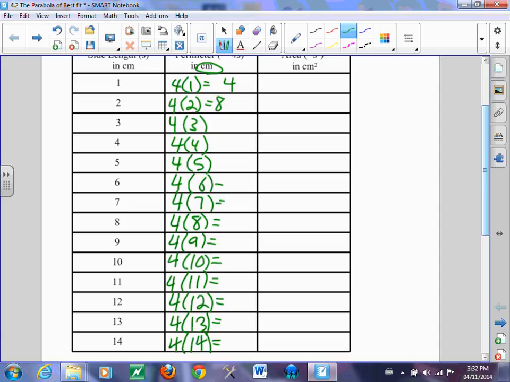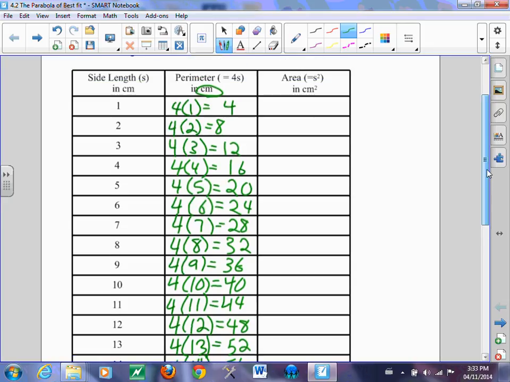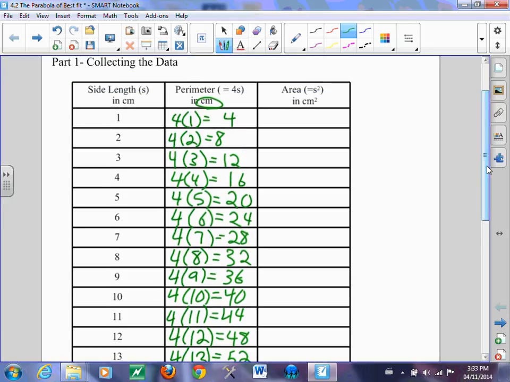All right, let's do our 4 times multiplication tables. So you're going to have 12, 16, 20, 24, 28, 32, 36, 40, 44, 48, 52, and 56. So that's the perimeter. That's adding all the side lengths together, and that's in centimeters.